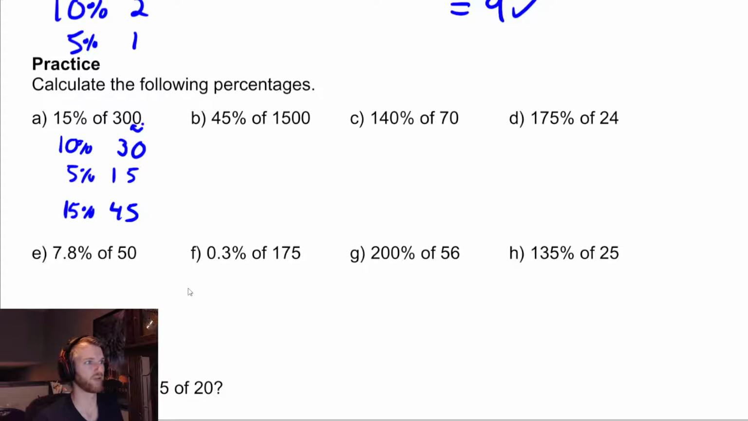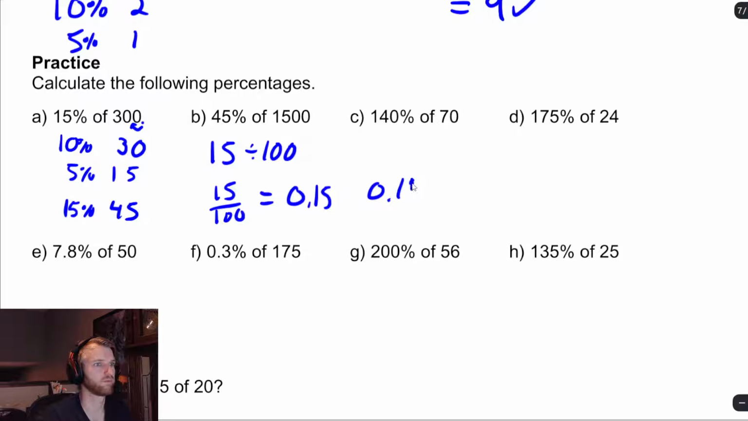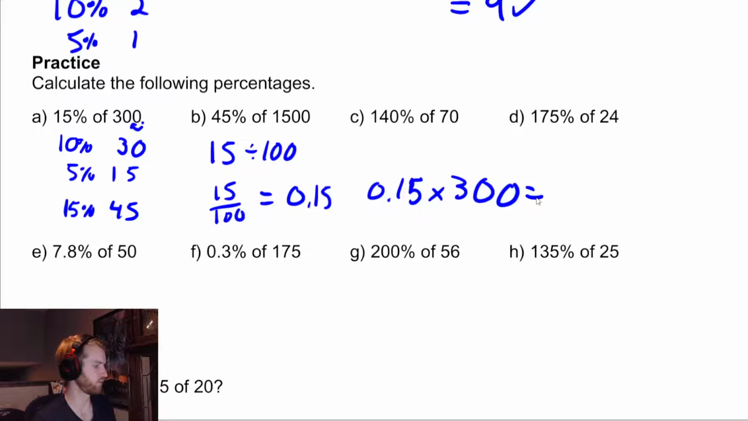If you did that on your calculator, first you'd say 15 divided by 100, or you could have written it as a fraction too, 15 divided by 100. Either way, you're putting it in your calculator, and that is going to give you 0.15. Then you're multiplying 0.15 by 300, and that will give you, in your calculator, 0.15 times 300 is 45.